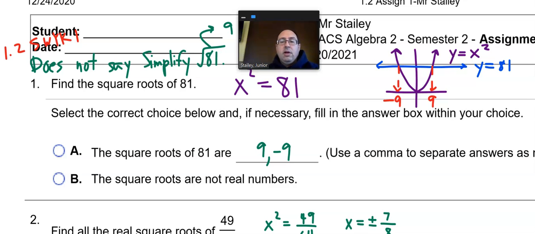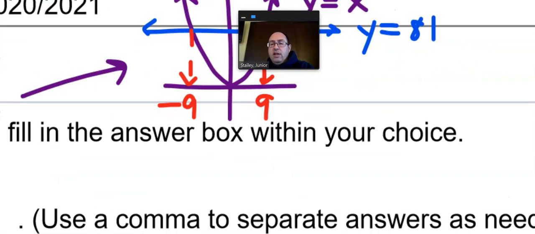All right. From assignment 1.2, this is question number 1, and kind of a review a little bit for you from one of the previous questions. Find the square roots of 81. Yes, that's the same thing as saying x squared equals 81. I showed you the picture. It looks something like this, where you have the two solutions. So we know that 9 and negative 9 are the answer to this question.